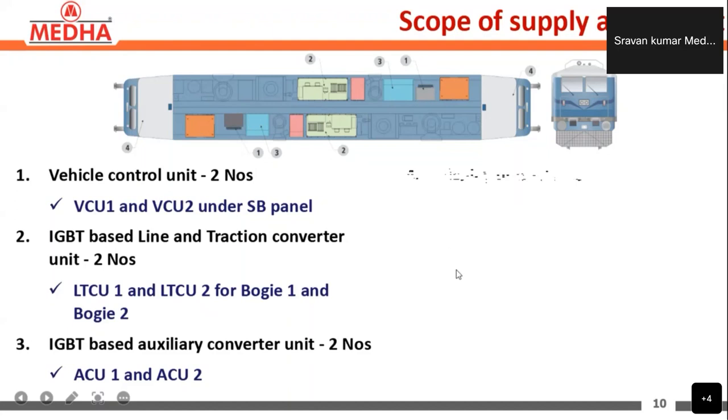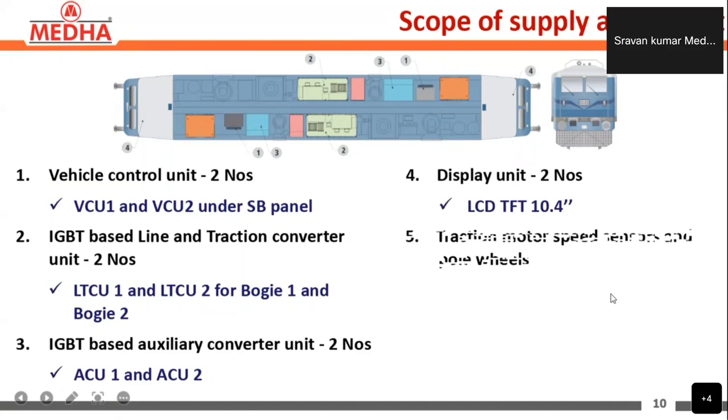Next, the display unit. The type of display used here is the LCD TFT 10.4 inch display. TFT stands for thin film transistor. Two displays are provided, one for cab 1 and one for cab 2. And next come the traction motor speed sensors and pole wheels. Six numbers, for six motors. Each motor consists of a speed sensor and the respective pole wheel.